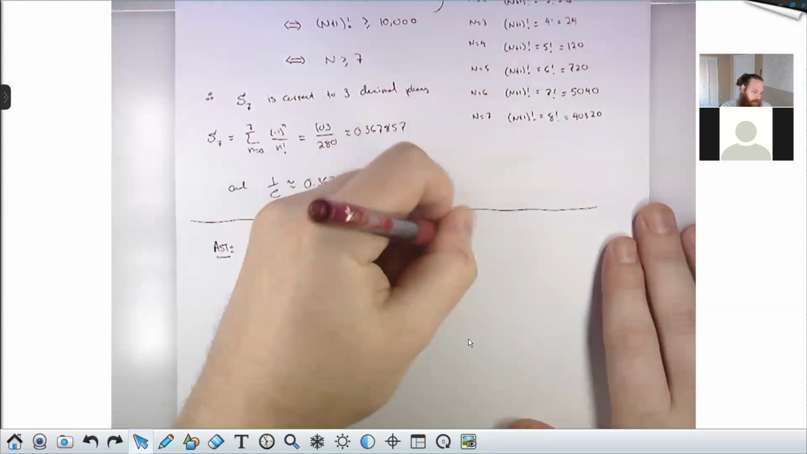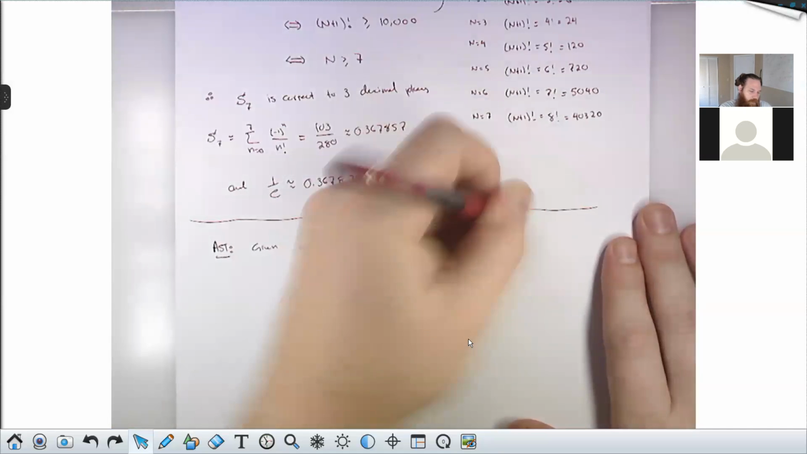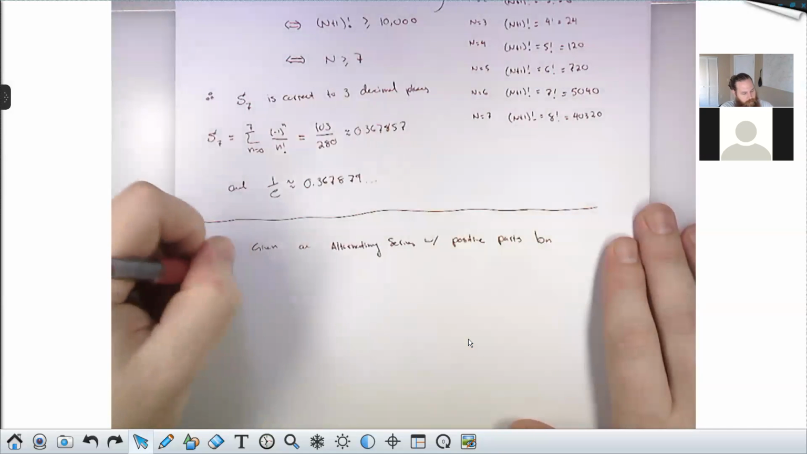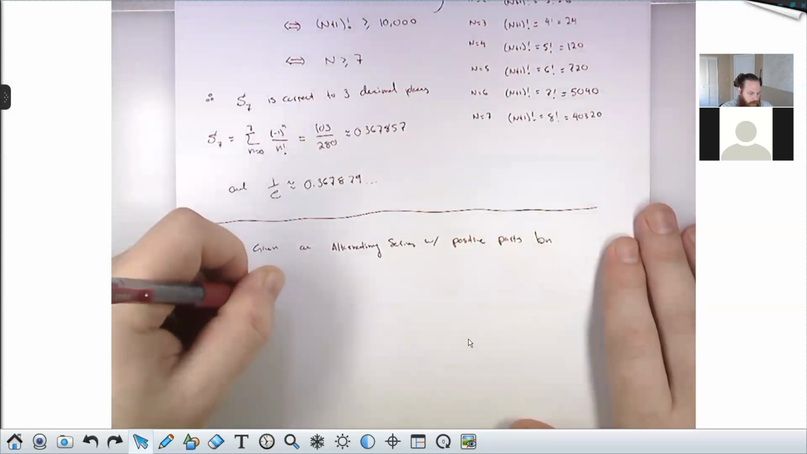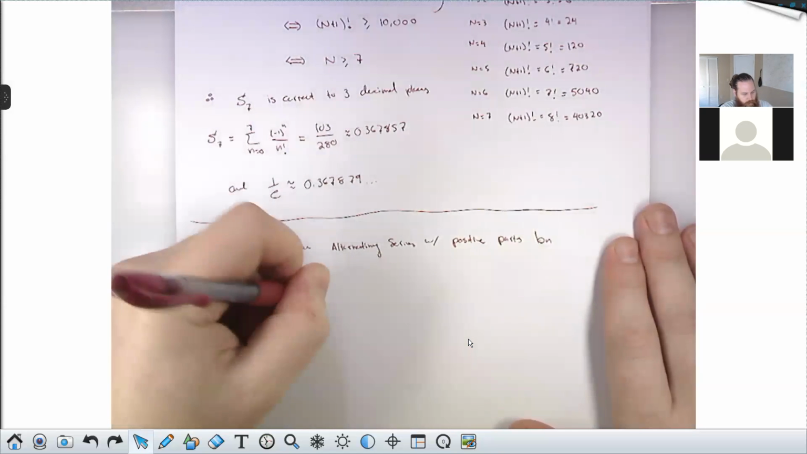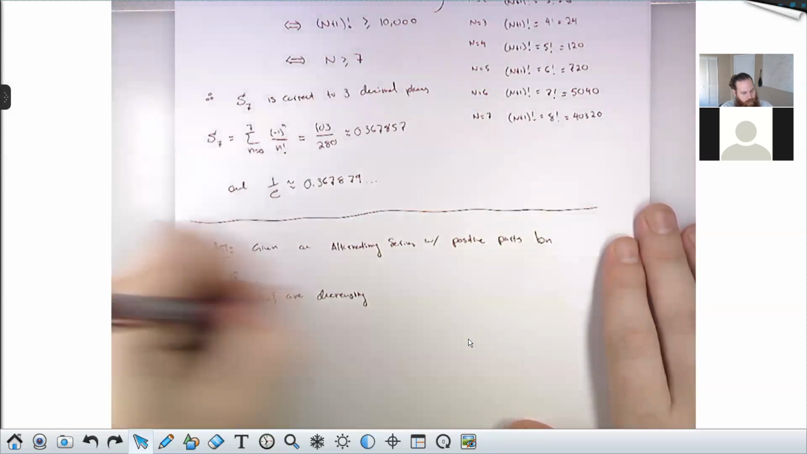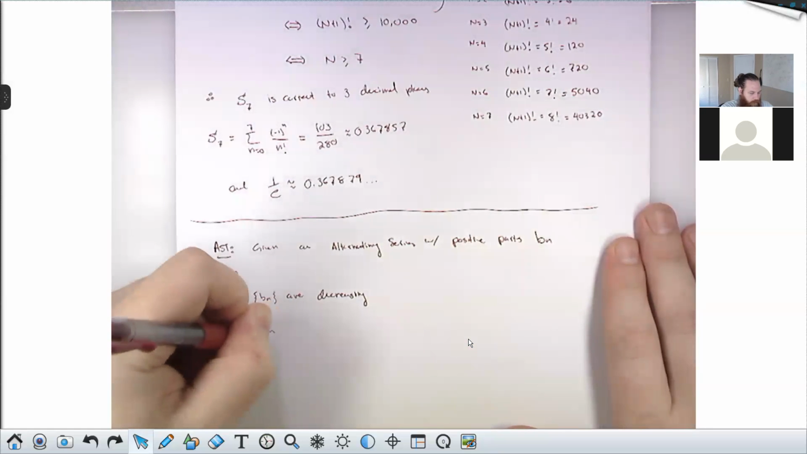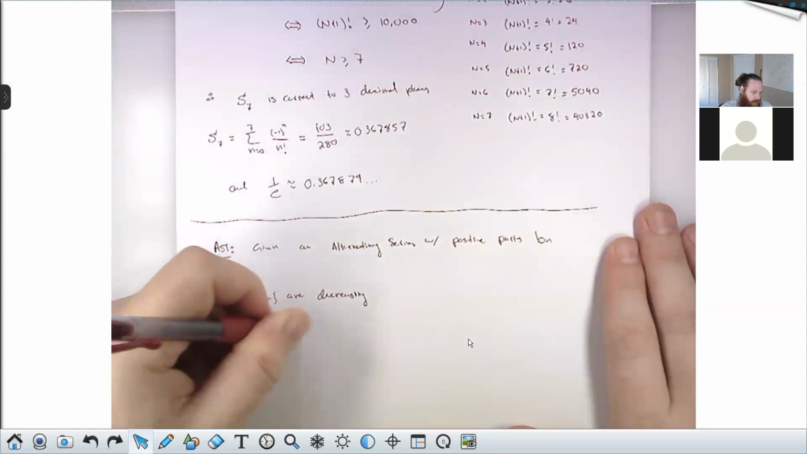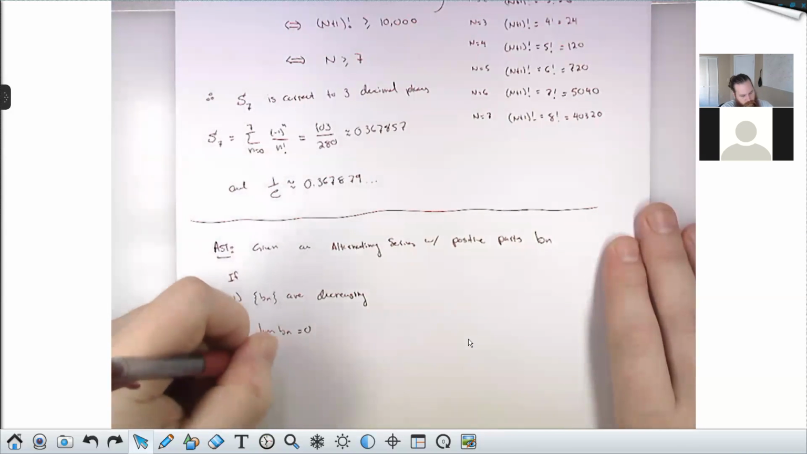with positive parts Bn, if the Bn's are decreasing, and the limit of the Bn's equals 0, then the series converges.